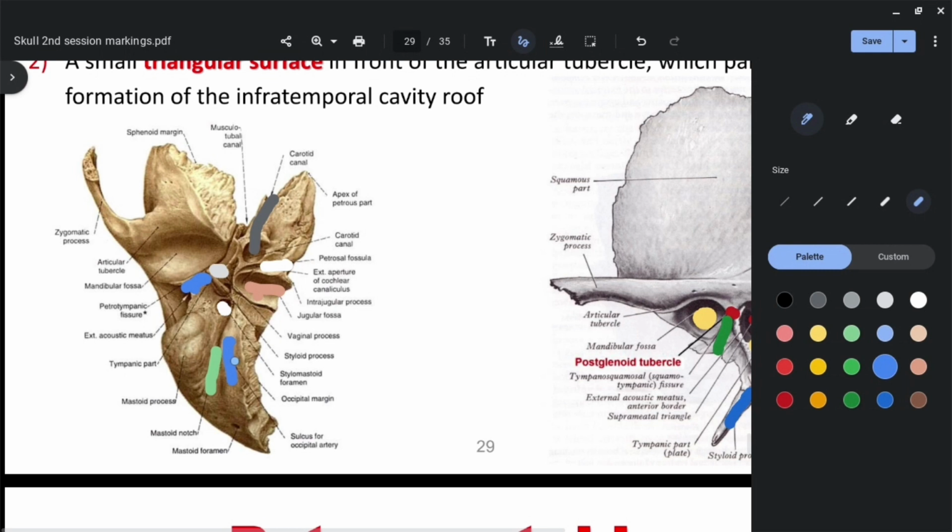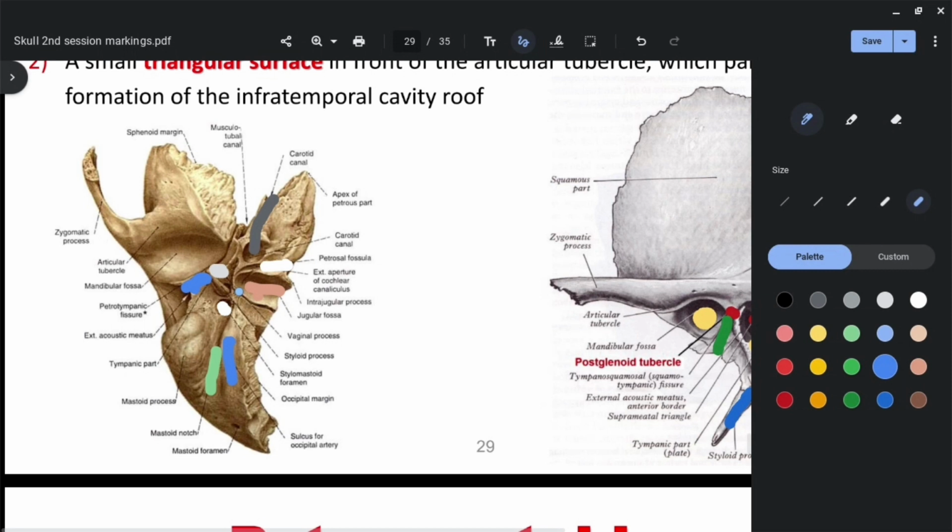The main way to remember the inferior surface is first you remember that we have the carotid canal, then we have the jugular fossa. In between the carotid canal and the jugular fossa we have the fissura petrosa, and right after the mandibular fossa we have the tympanic part. Posterior to the tympanic part is the styloid process. Anterior to the styloid we have the vaginal process.